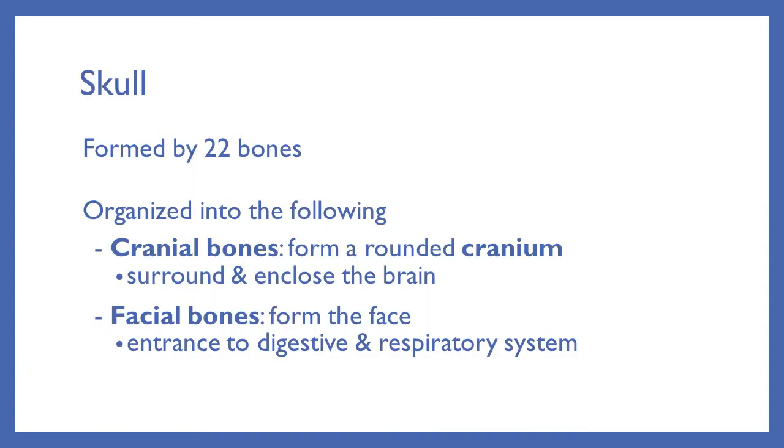Your skull is formed by 22 bones. It's organized into the following. The cranial bones form a rounded cranium that surrounds and encloses the brain. The facial bones form your face. These are the entrance to the digestive and the respiratory system.